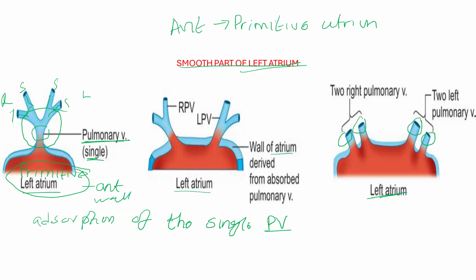Yes, so the rough part. For both atria, the rough parts come from the primitive atrium. But the smooth part for the right side comes from the right horn of sinus venosus. On the left side, it comes from the single pulmonary vein. Yeah, I think that is it.